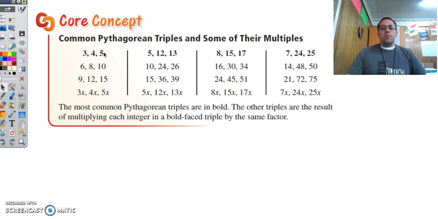But also, any multiple of this will also be a Pythagorean triple. So 6, 8, 10. That's just 3, 4, 5 times 2. 3, 4, 5 times 3, 9, 12, 15. Right? Or times anything is going to work. So these are the common ones. These are just multiples of those common Pythagorean triples.